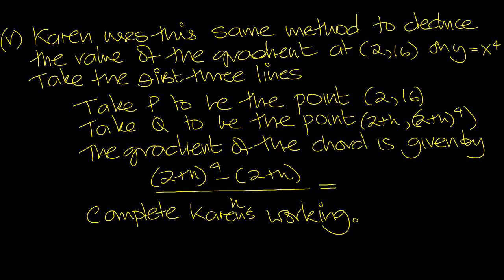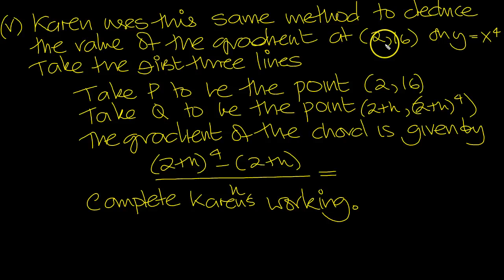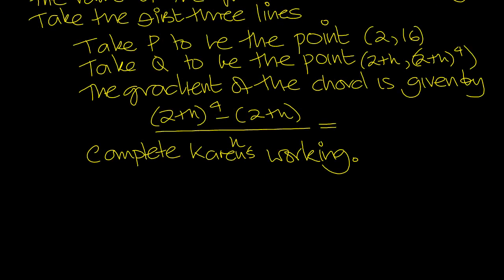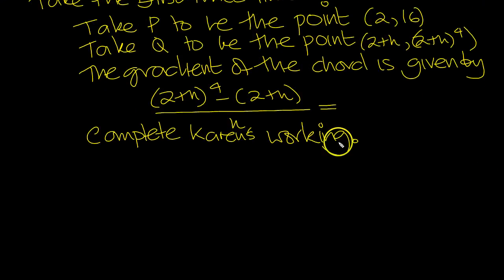Karen uses the same method to deduce the value of the gradient at 216 on y equals x to the 4. Take the first three lines, take P to be the point this, take Q to be the point that. The gradient of the chord is given by this, complete Karen's workings. Okay, so we need to do the same thing, don't we, I suppose? Same method, the value of the gradient at 216 is what we want.